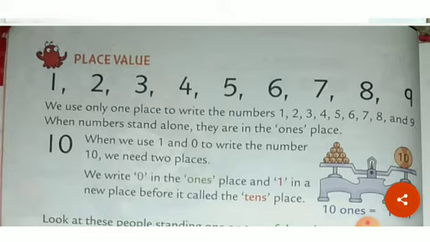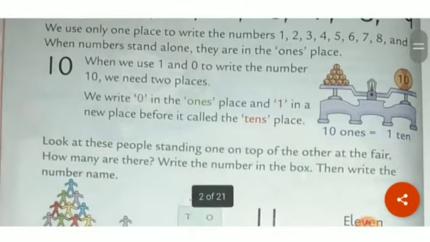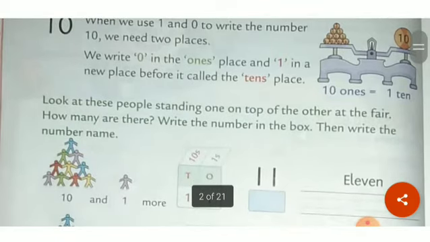The number in the ones place has the same value, but the number which is written in the tens place comes in the tens group. Now let us see the next.